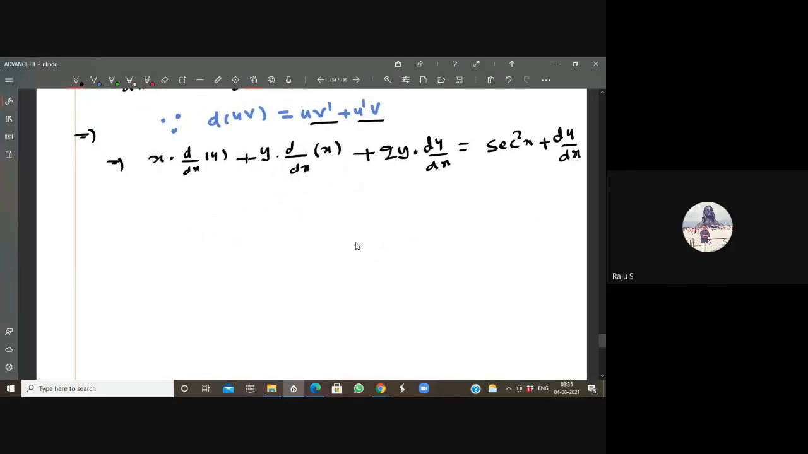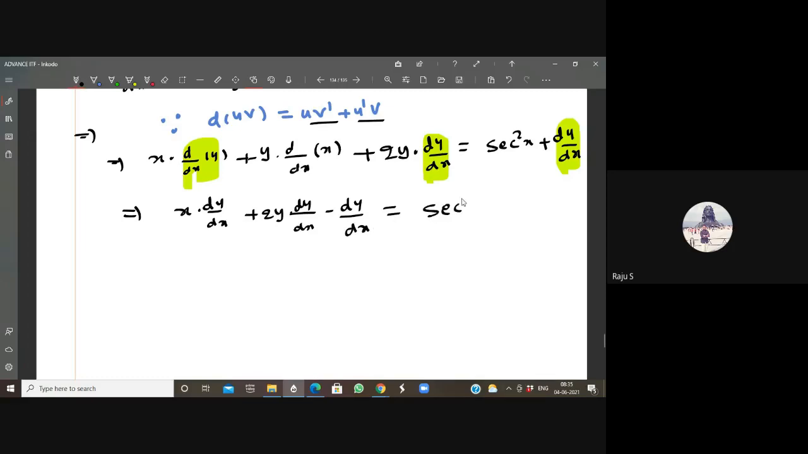After differentiating, you can take all the dy by dx terms at one side, and remaining terms you can keep at the other side. Okay. So what are the dy by dx terms? Here it is dy by dx. Here it is dy by dx. Here it is dy by dx. So you can keep on the left side these dy by dx terms, x dy by dx plus 2y dy by dx, and on the right side also dy by dx. You can take it to the left side.